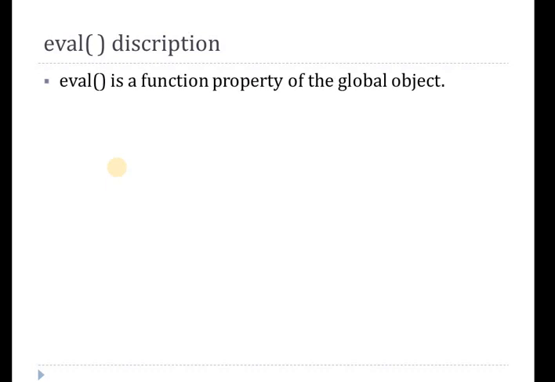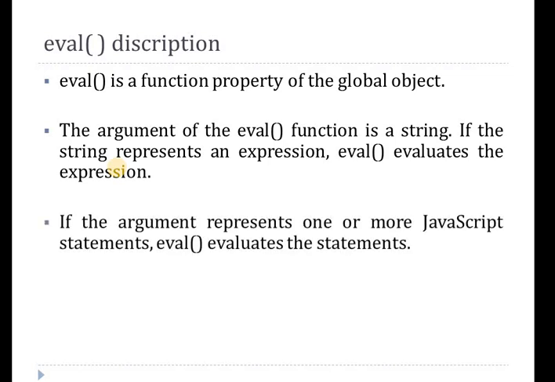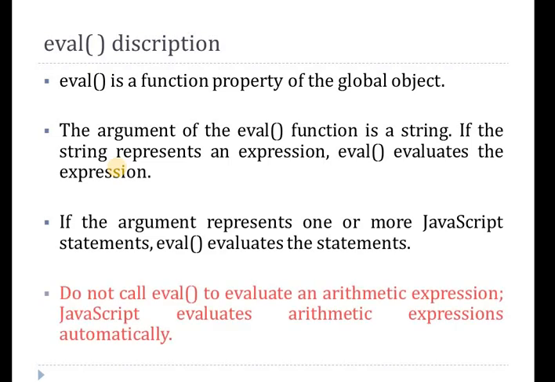Now let's see the description of this function. This function is a property of the global object. The argument of this function is a string. If this string represents an expression, this function evaluates the expression, but over here we just pass our expression in string format, and this function just evaluates that string. If the argument represents one or more JavaScript statements, then this function evaluates the statements.